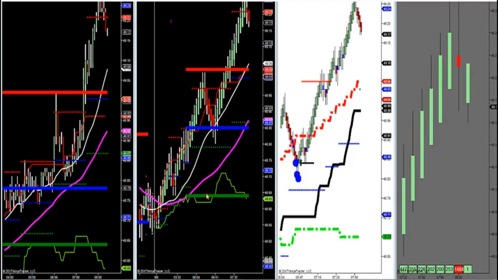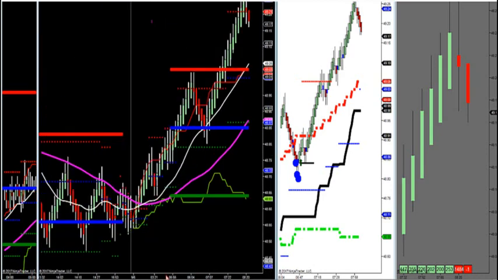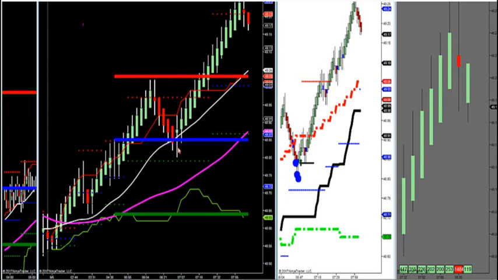All right, let's go crude oil. We had a beautiful buy setup this morning. Beautiful buy setup. Let's go and take a look at it. I love this Renko chart because it's so dynamic off of the profile charts of trend.